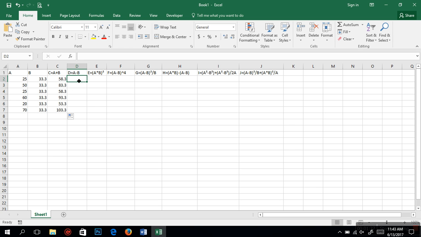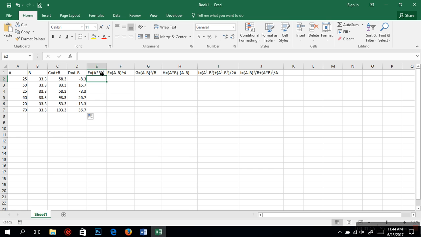Now D is equal to, there's no point using sum when you have just two numbers. Use sum when you have lots of numbers. This minus this gives us this. Now autofill it. Now we have A times B raised to power 2. But there is no A times B yet, so we cannot do A times B raised to power 2.